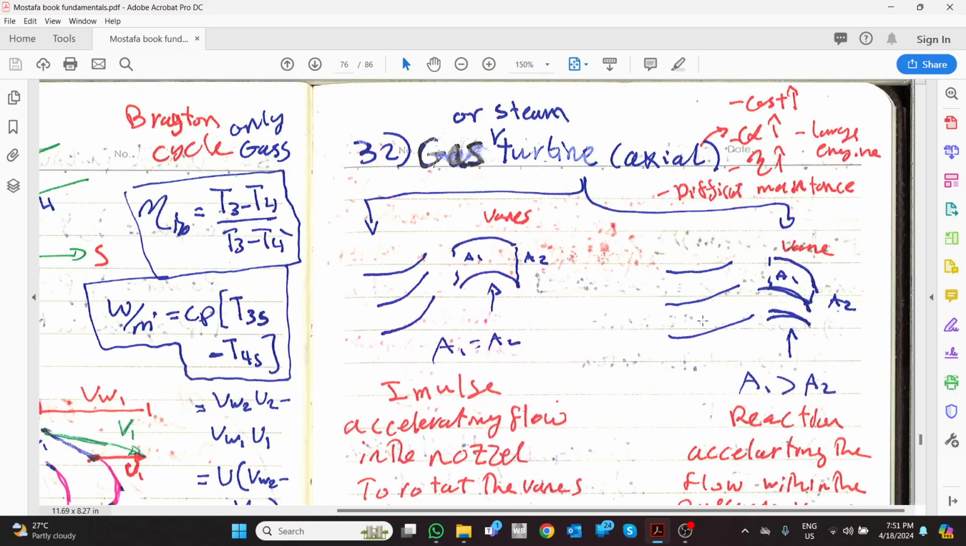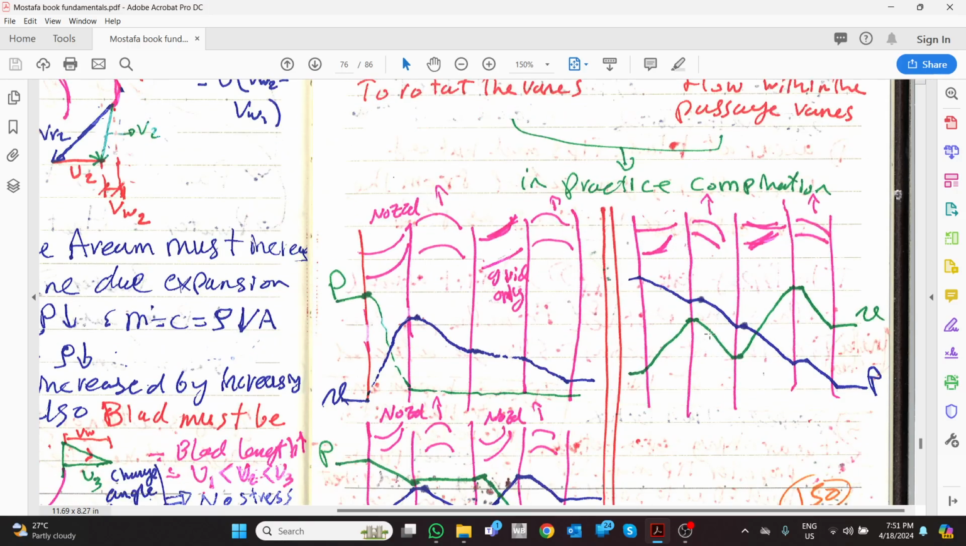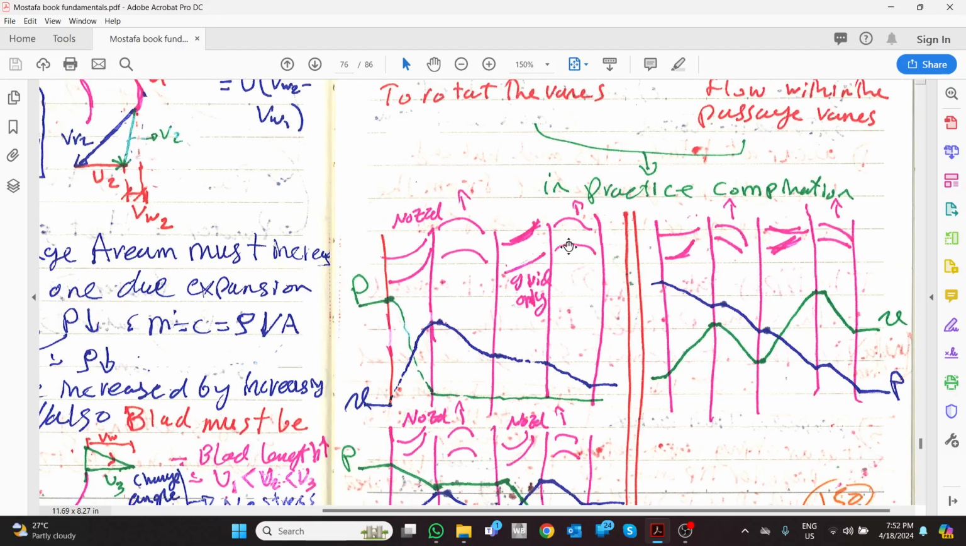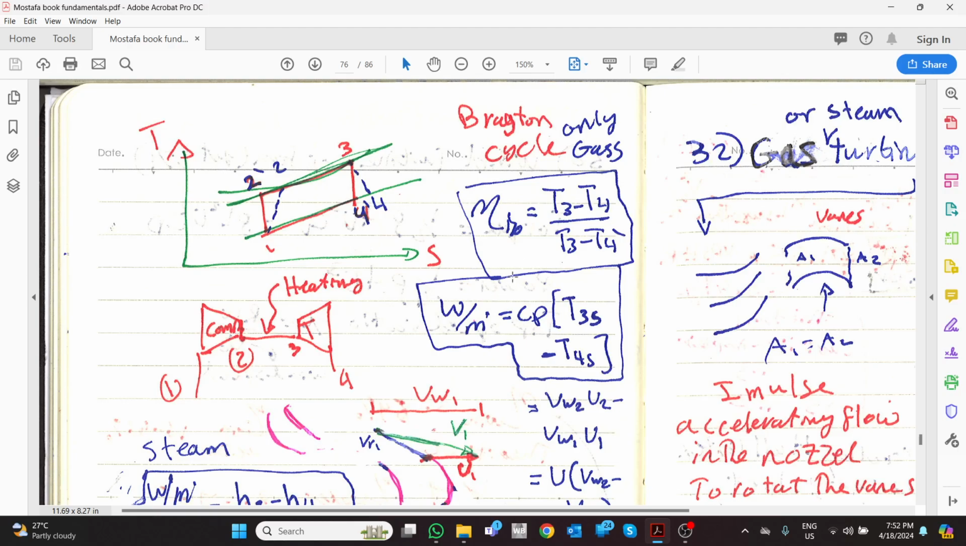This is just a description of the components, to know the components of any axial gas turbine, impulse or reaction or both of them, which this will be both of them. So this is a practical case. It is reaction and impulse at the same time. Now we are going to calculate what we're going to have.